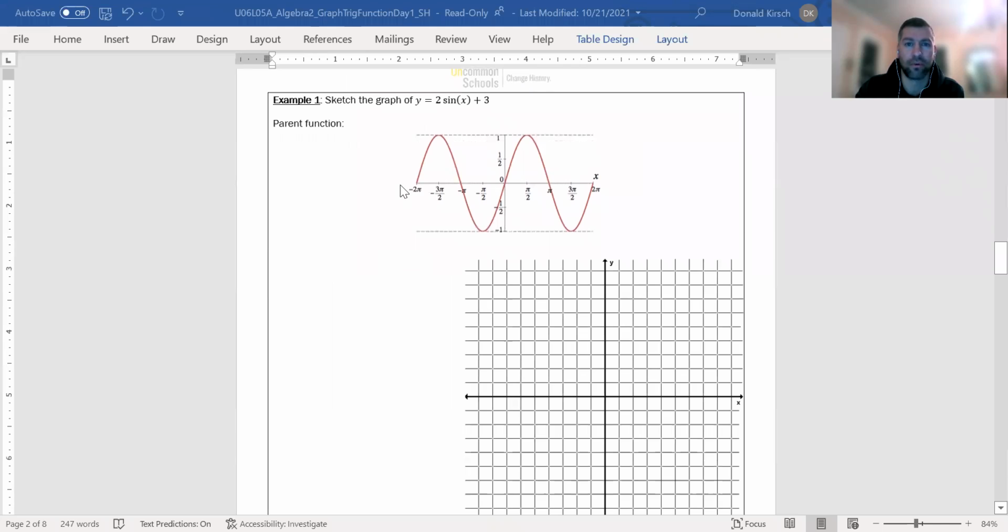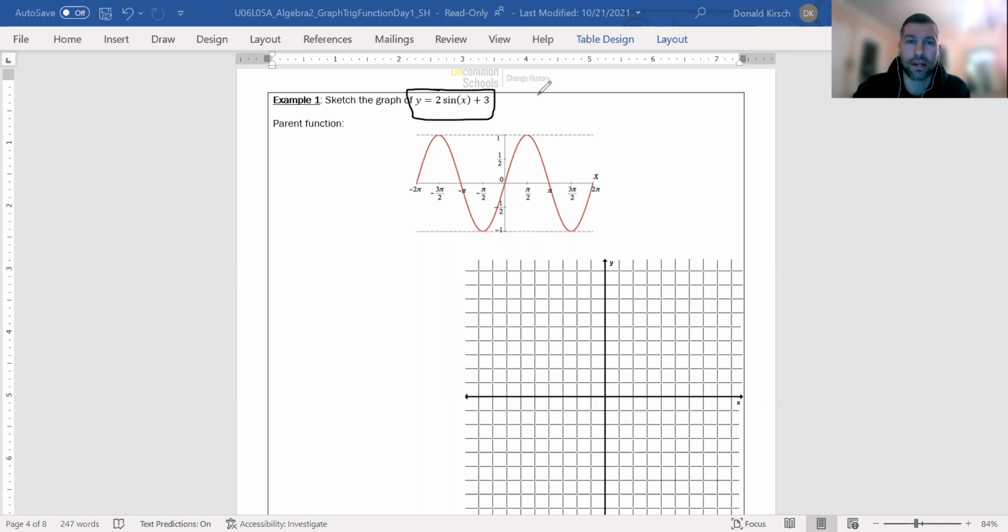And here's our example. We have the function. I don't know if you can see it. This is going to go in your notes as well. Y equals 2 sine of x plus 3. And some very first things that I'm going to do is I'm going to annotate this about what I've been given and what that tells me.